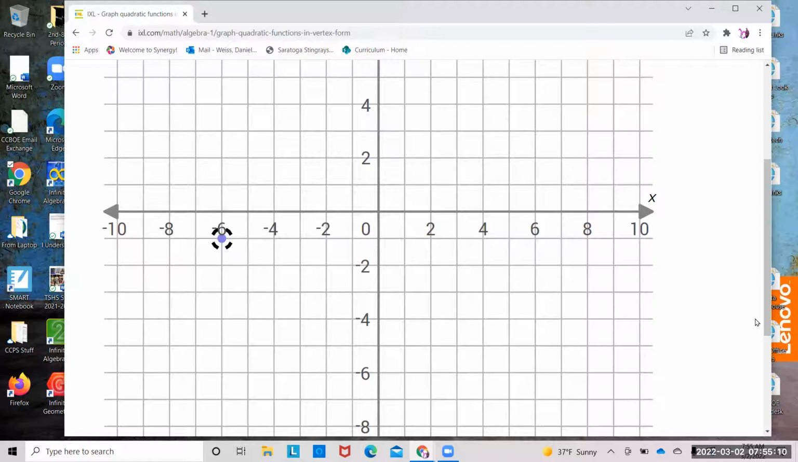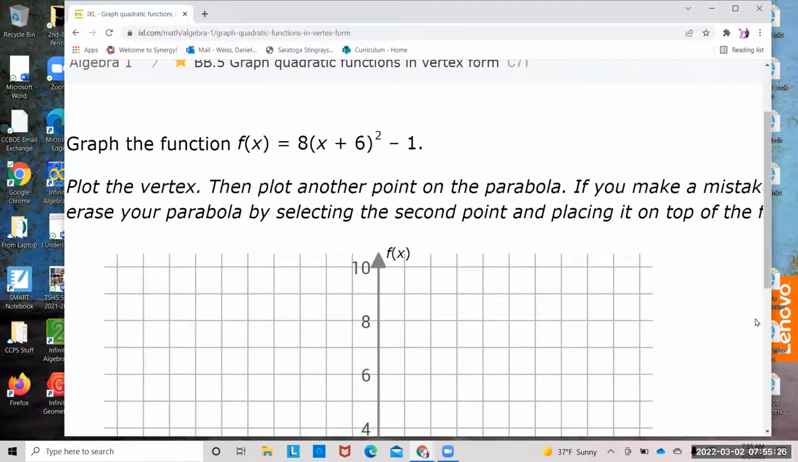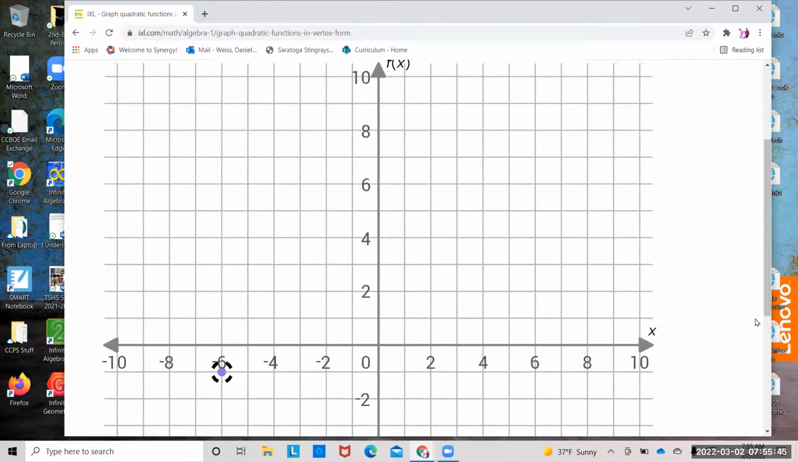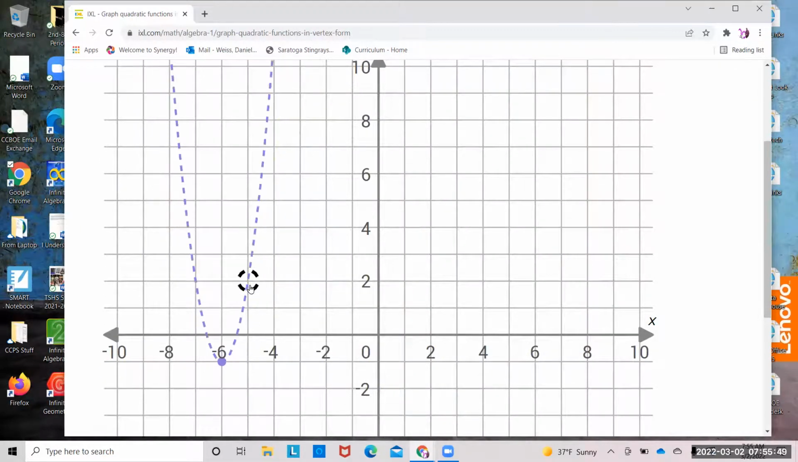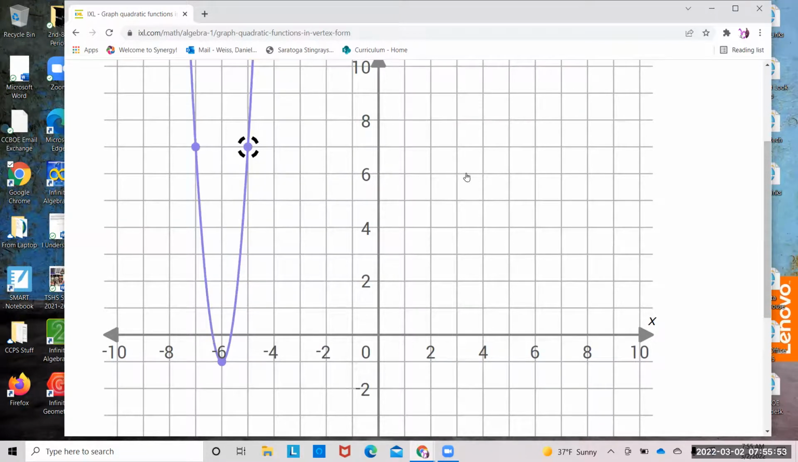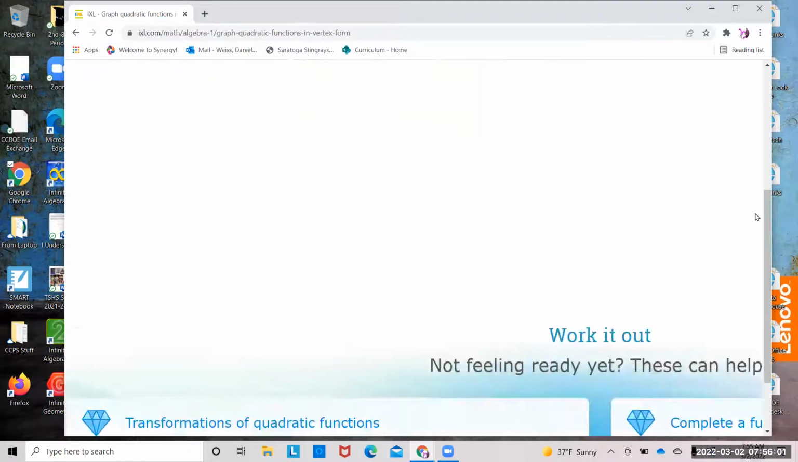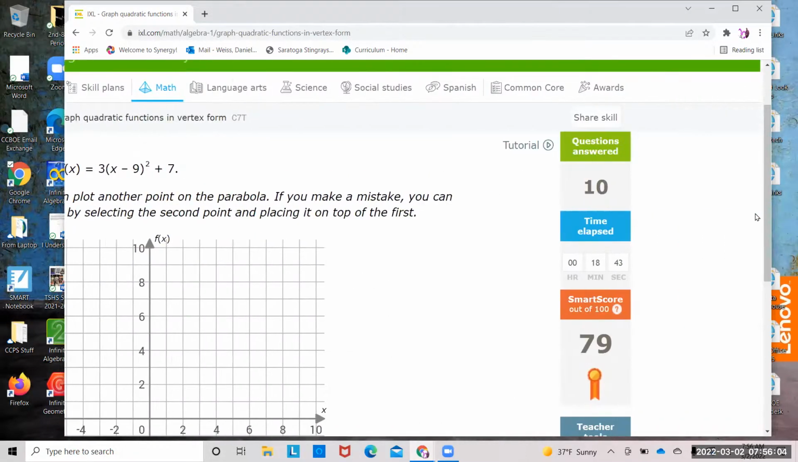Okay. So since I was at negative 6, I think I'm going to move to what now? Positive 5? Negative 5, right? I'm going to do negative 5. What's negative 5 plus 6? 1. What's 1 times 1? 1. Times 8 is 8. What's 8 minus 1? 7. So I'm going to go to negative 5, and then 1, 2, 3, 4, 5, 6, 7. Boom. Do we see what just happened there? Not so bad. My SMART score is at 79.